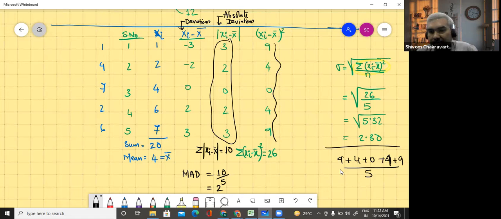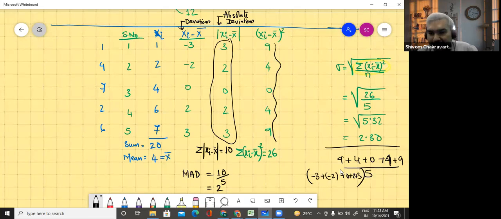Suppose there is another term in the denominator in some formula, say there is summation of xi minus x bar in the denominator. That means we will take these numbers, xi minus x bar. So in the denominator, we will write minus 3 plus minus 2 plus 0 plus 2 plus 3. Now you can see you cannot just cancel anything here.